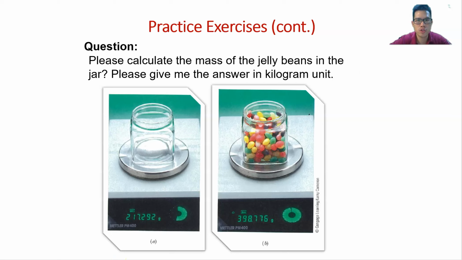How about this, the jelly beans? Okay, so you have an empty jar, and you fill it with the jelly beans. Now you want to find the weight of the jelly beans, so you take the filled jar minus the empty jar. Okay, so this minus this, you will see that it's roughly about 181 grams of the jelly beans. Very easy. Okay, so this is very similar to the truck concept that I gave you just now.